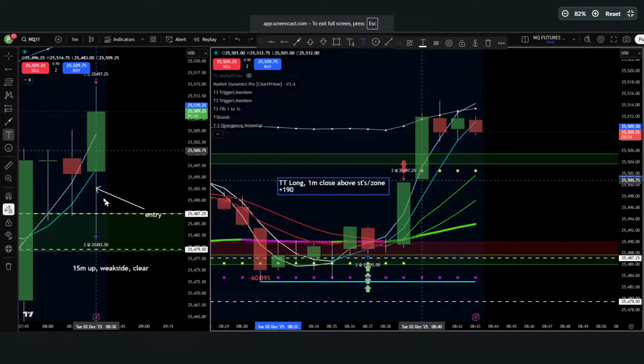And there's another one. 15-minute up on the weak side. Clear path. There's your close above. And just rock star, Paul. Great job. Another beautiful trend trade. Don't enter, don't enter, don't enter into the zone. Don't enter, boom. There's your entry.